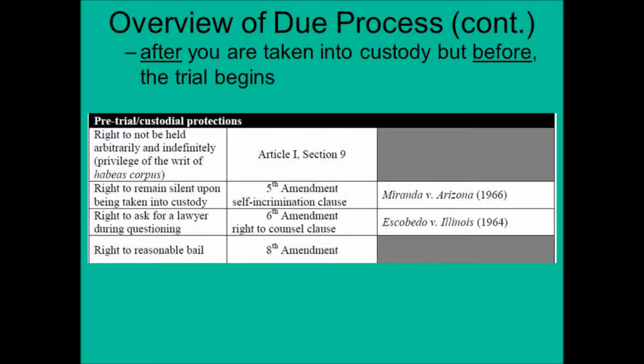Your due process rights are also in effect after you've been arrested or taken into custody and before your trial begins. For example, in the Constitution itself, it says the government cannot arbitrarily detain you or indefinitely detain you without any specific charge. That's called your privilege of the writ of habeas corpus, and that's in the Constitution itself, Article 1, Section 9. The Fifth Amendment, the Sixth Amendment, the Eighth Amendment all have something to say about your rights and the limitations on the government's power in between being taken into custody and having your trial. Notice a couple cases over there on the right. We'll talk about those in later videos.